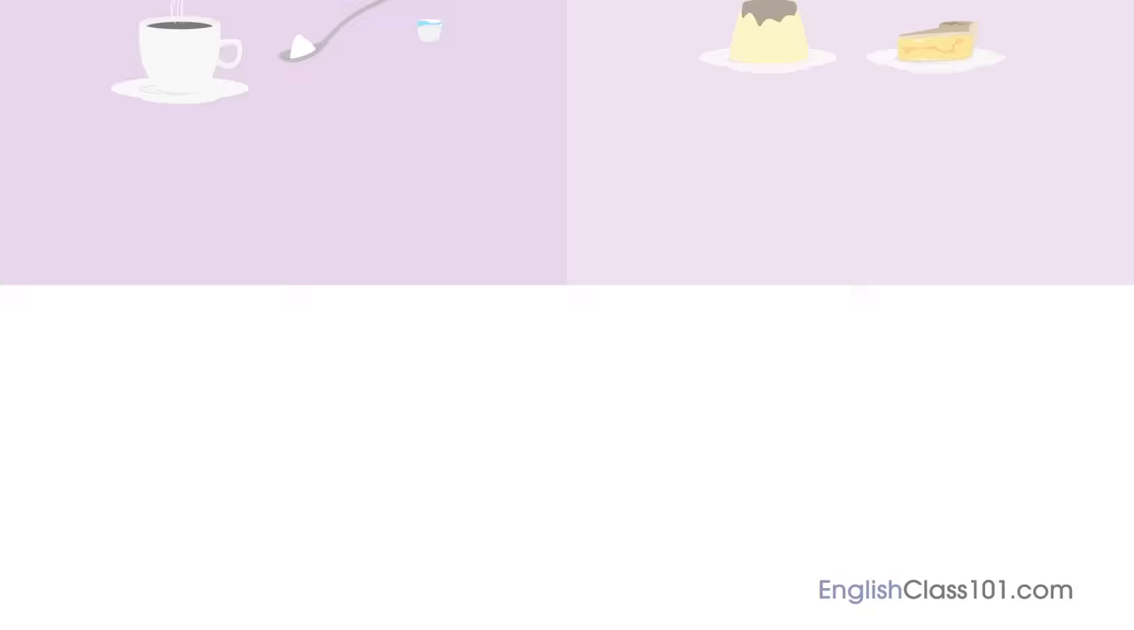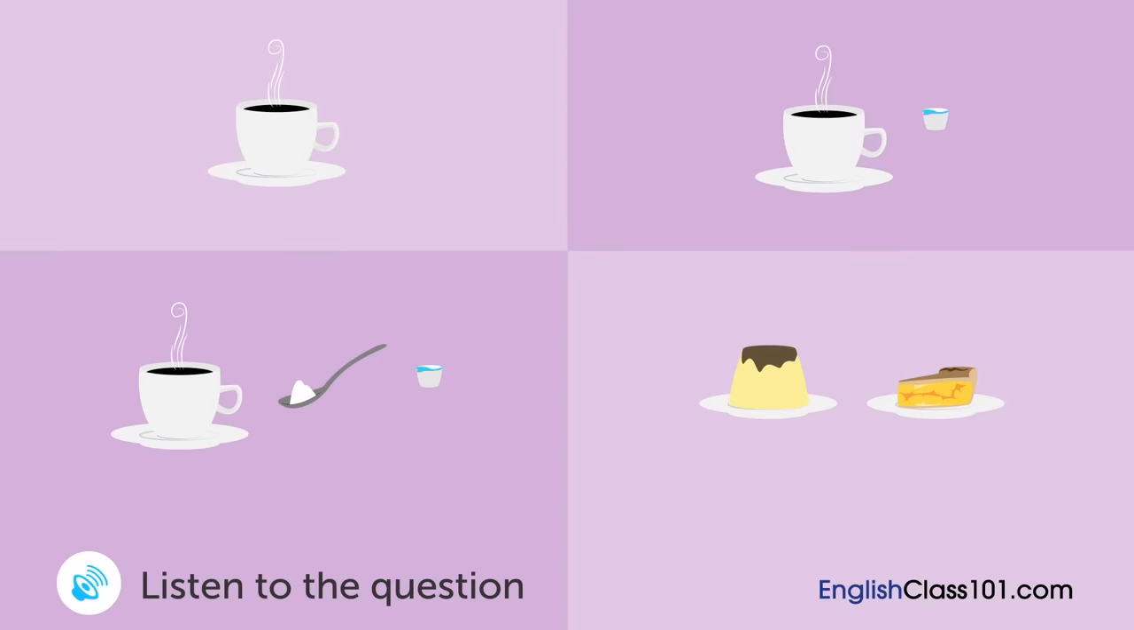A woman is having lunch in a restaurant. What is she going to order? Would you like to have coffee or dessert after the meal? What desserts do you have? We have pudding and apple pie. Actually, I'll just have coffee. Do you want cream or sugar? Cream, please. What is she going to order?